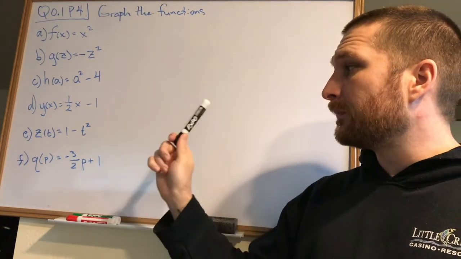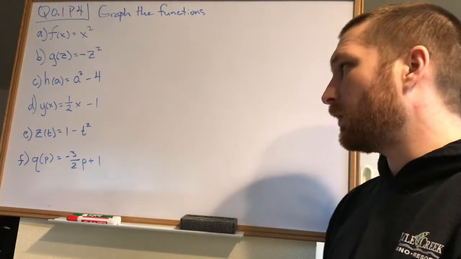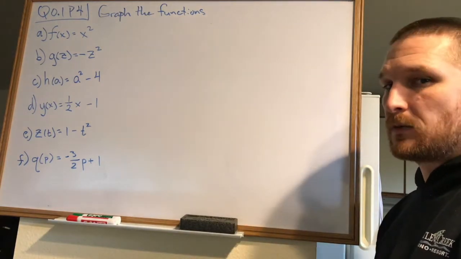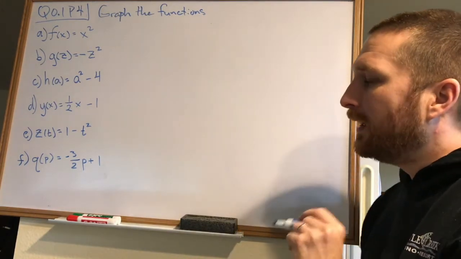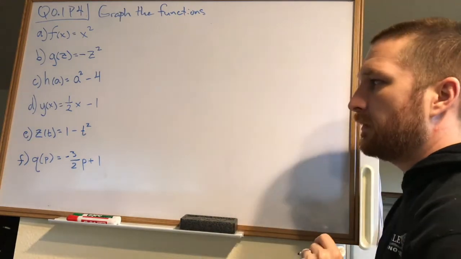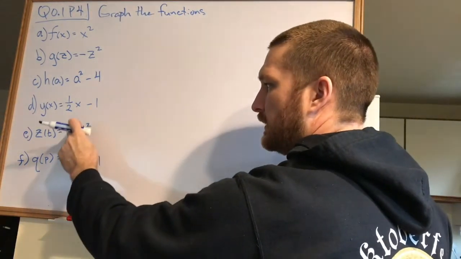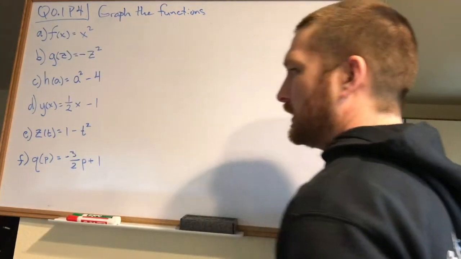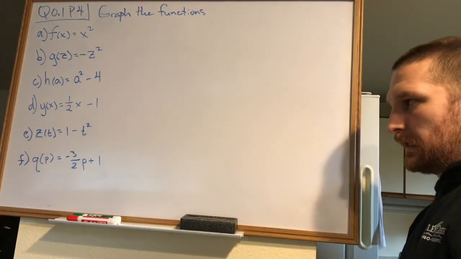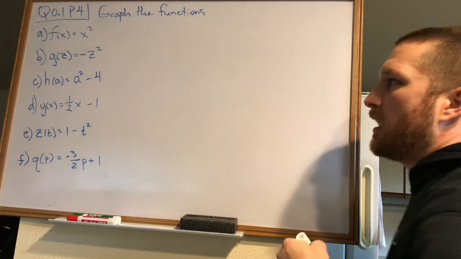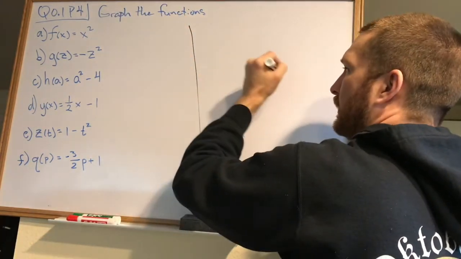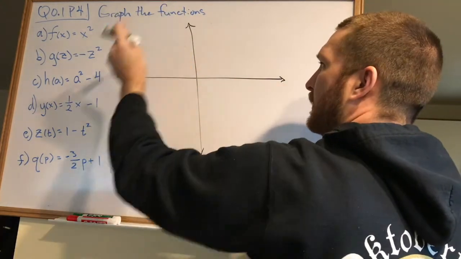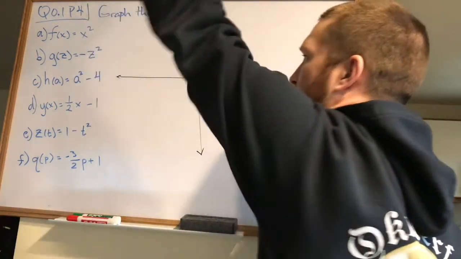Part E, z of t is 1 minus z. I'm sorry, yeah, z of t is 1 minus t squared. So I gave a hint, right, and said, think about this right here as that guy that we already did, right? So let's just get that fresh in our heads. What did we do there? We said, well, this is like that, but it's just been reflected down.